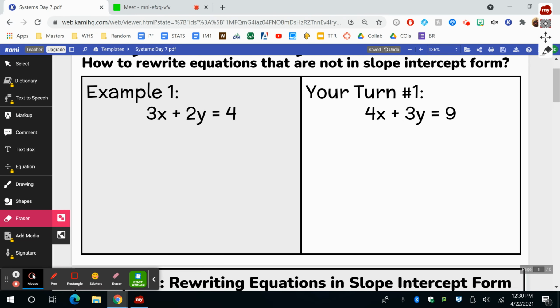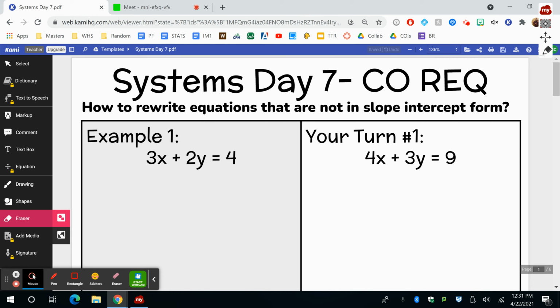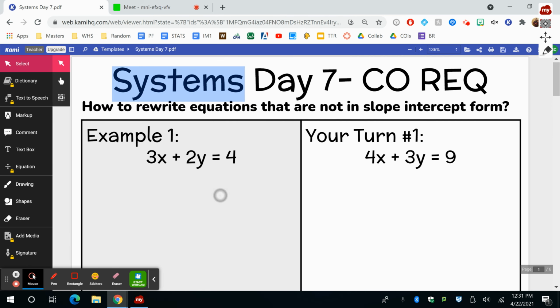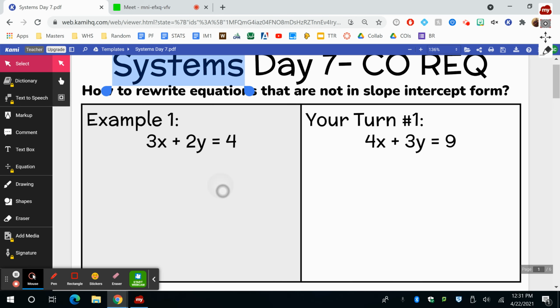Okay, so today we're going to focus on systems. We're going to graph a system of equations and find the solution. Okay, so the first problem here says rewrite the equations that are not in slope-intercept form.